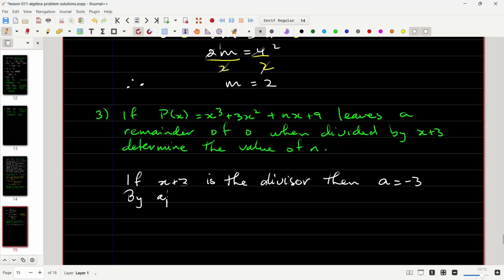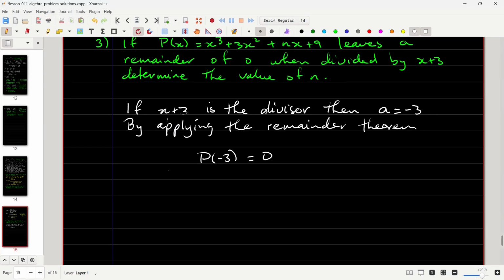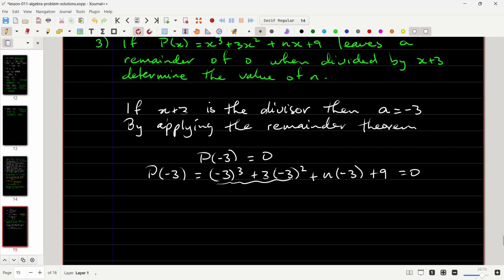By applying the remainder theorem, we know that p evaluated at negative 3 would be equal to 0. P of negative 3 is going to be equal to negative 3 raised to the third power plus 3 into negative 3 squared plus n into negative 3 plus 9. And this here is supposed to be equal to 0. From there, we can just simply start working with this section of it so we can find n. And that is negative 27. And that is positive 27. So this here works out to be 0.